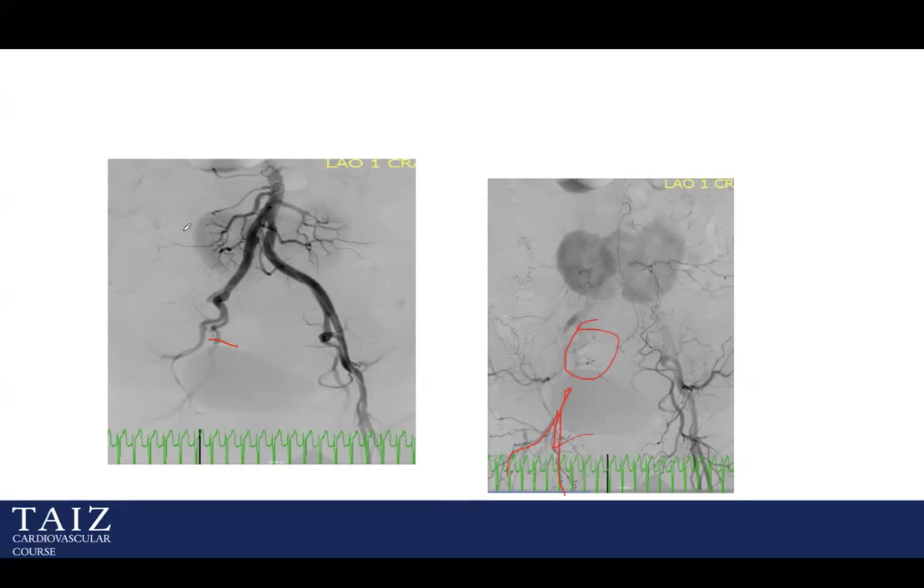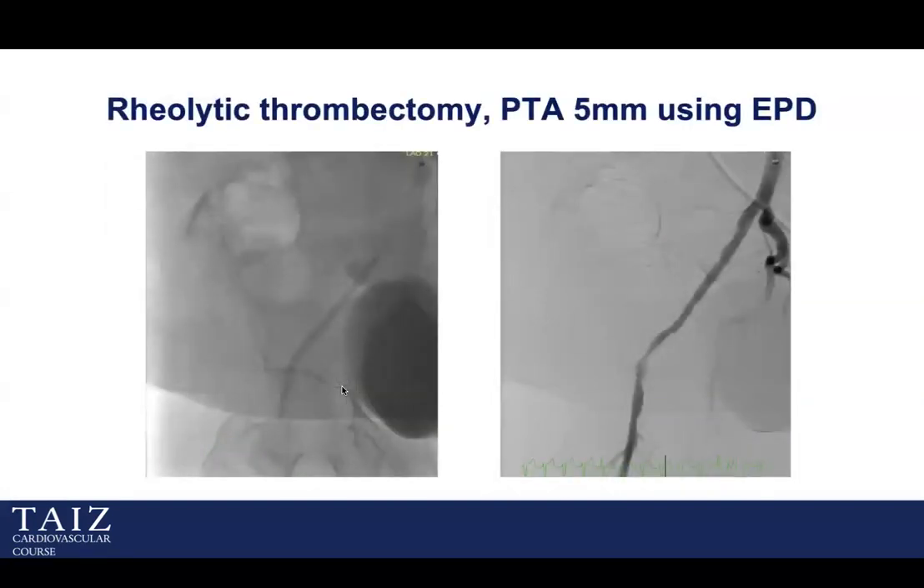So also, interestingly, you can see the horseshoe kidney. The horseshoe kidney was just an incidental finding, really not related to this case, but sometimes you'll find these incidental findings. And so what we did in this case is we decided to go in and balloon this area, and you can see this dissection. And probably this was the main reason that propagated the occlusion.